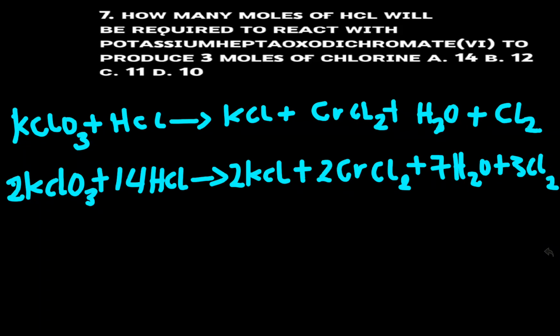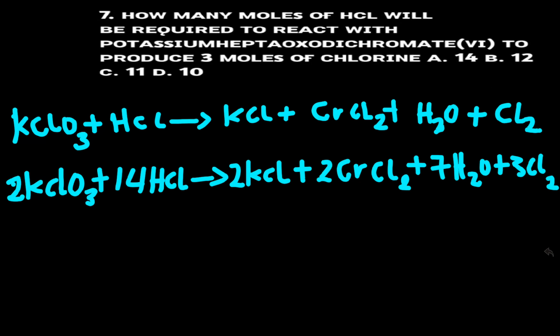You might come across this in your exam. Here's exactly how to crack it. How many moles of HCl will be required to react with potassium heptaoxodichromate(VI) to produce 3 moles of chlorine? The first thing I did is to write out the chemical equation and I have to balance it.